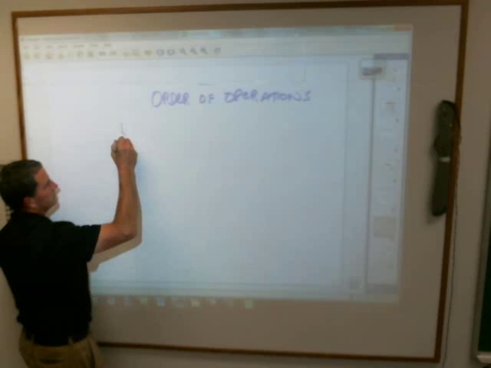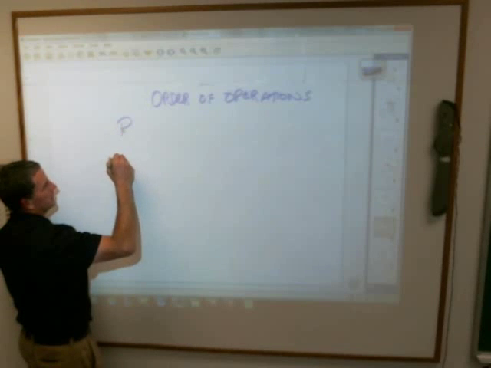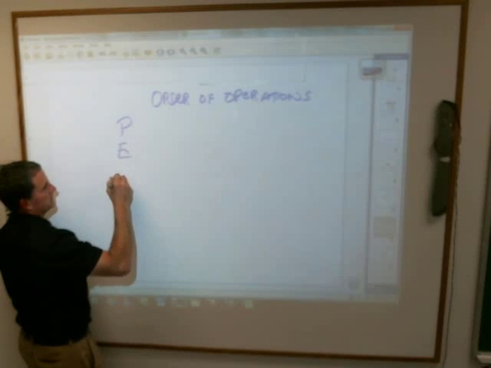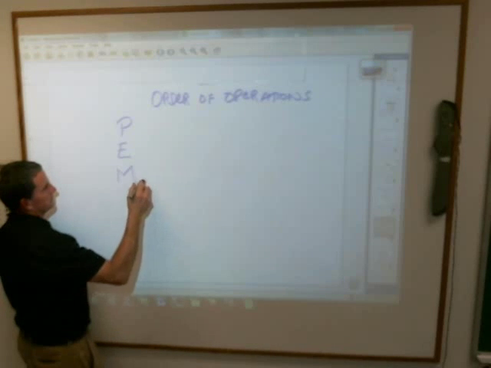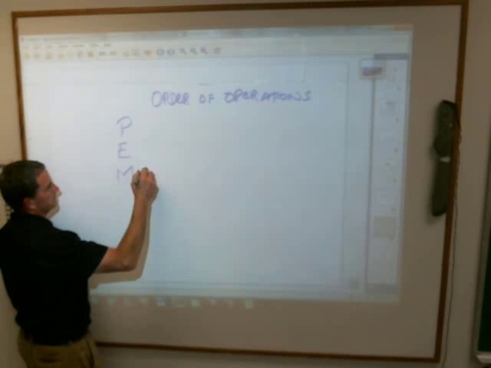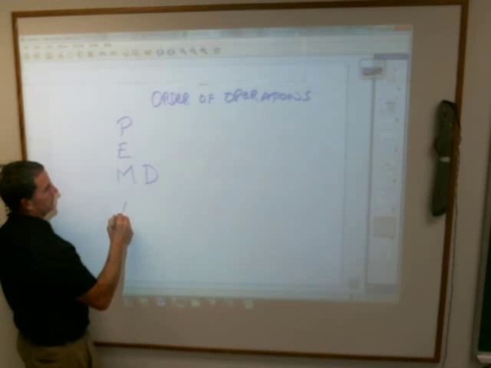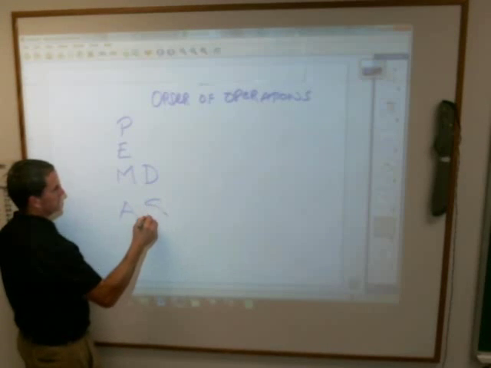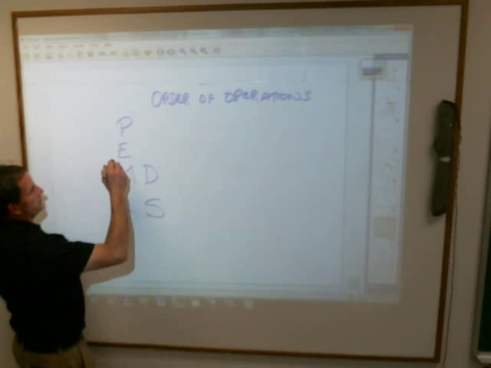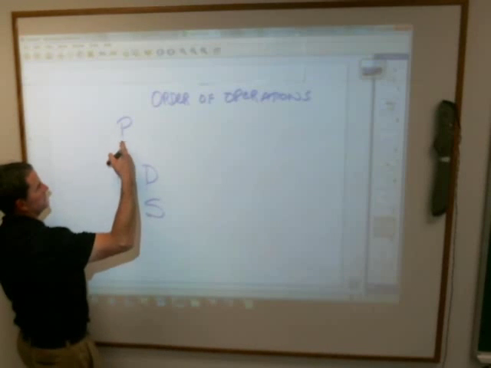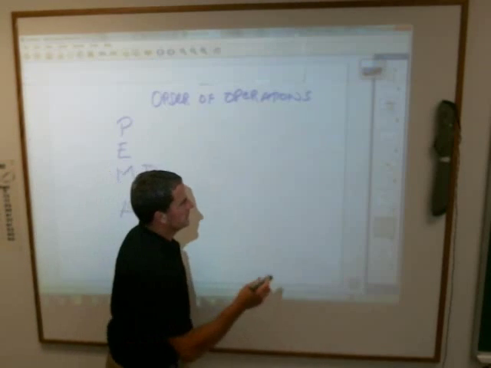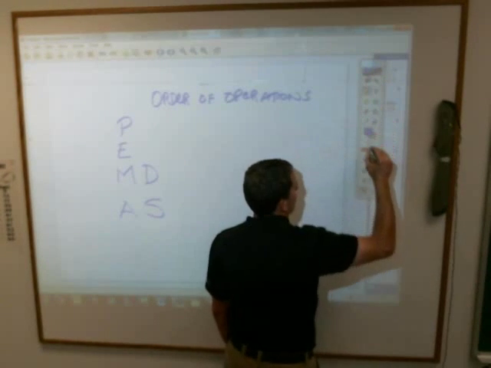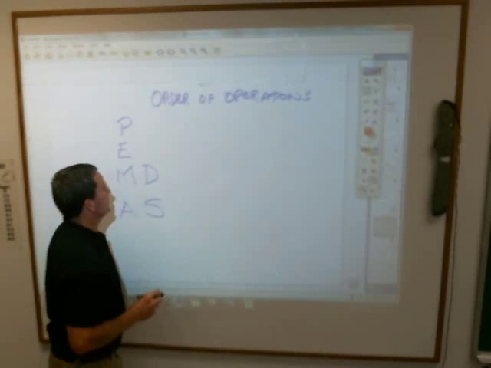Write this down. P, E, D, A, S. Sometimes we say for this, please excuse my dear Aunt Sally. It's kind of the way to remember those letters, because those letters all stand for a mathematical operation.